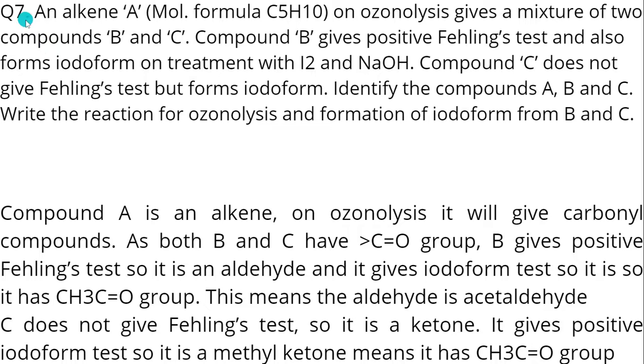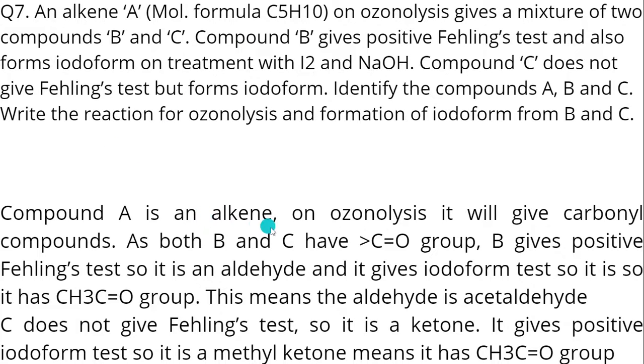Moving on to question number 7. It says that an alkene A with molecular formula C5H10 on ozonolysis gives a mixture of two compounds B and C. Compound B gives a positive Fehling test, and compound C does not give the Fehling test but forms iodoform. Identify the compounds A, B, C.